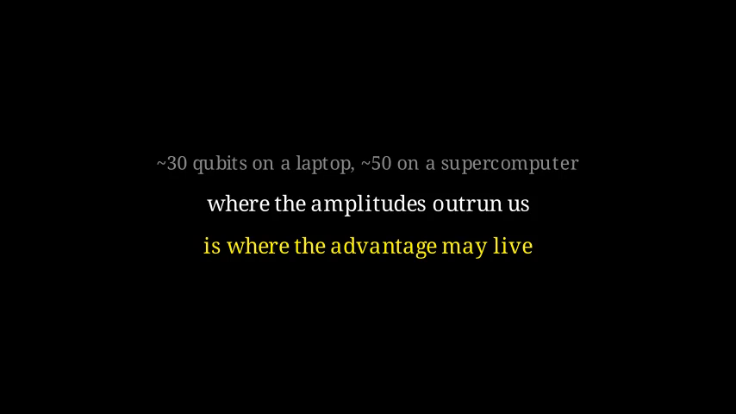And that is the punchline of the whole episode. The exact place where the amplitudes outrun every classical machine is the same place a quantum computer might do something we cannot. The exponential wall is not only an obstacle, it is the hint about where the advantage lives. Next episode, we put these amplitudes to work, circuits and interference.